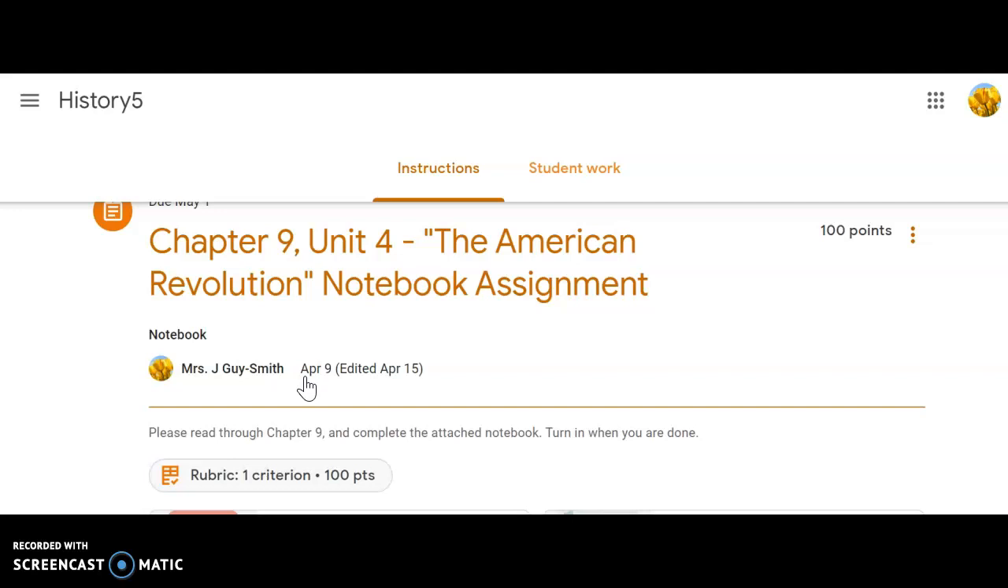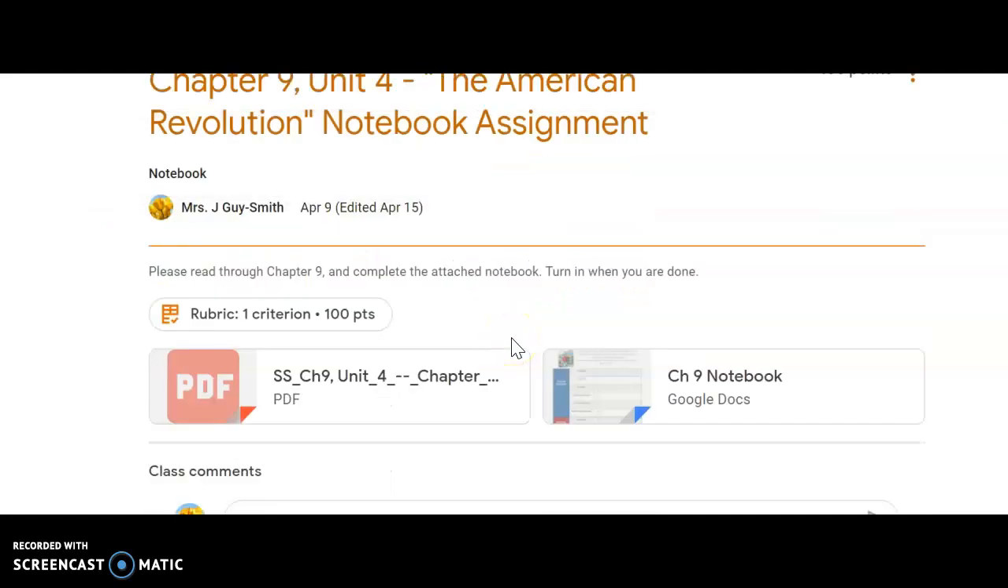It says Chapter 9, Unit 4, the American Revolution Notebook Assignment. And you have two attachments to that assignment. You have a PDF of Chapter 9 from your social studies book, and you have a place to type your notes for Chapter 9.